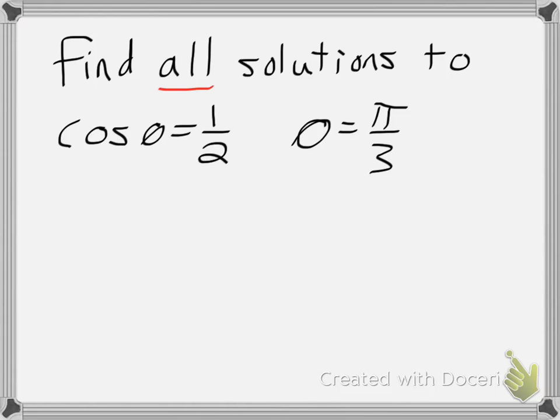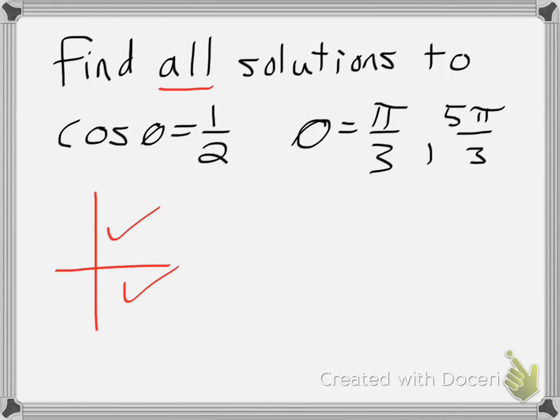Now it's not the only answer. The other possibility is 5 pi over 3. And the reason is, recall that cosine is positive in quadrants 1 and 4. So if 60 degrees is our solution in quadrant 1, its equivalent, remember its reference angle, or negative pi over 3 in quadrant 4, is where I get 5 pi over 3. So these are my two immediate solutions.